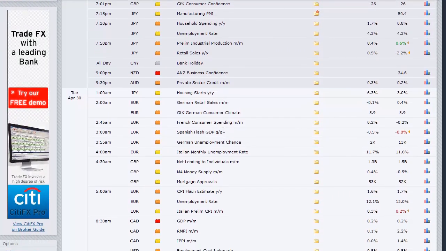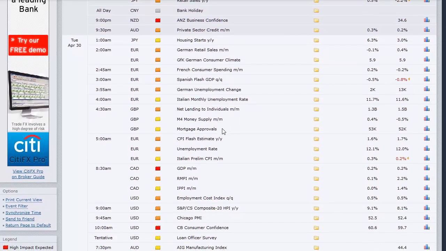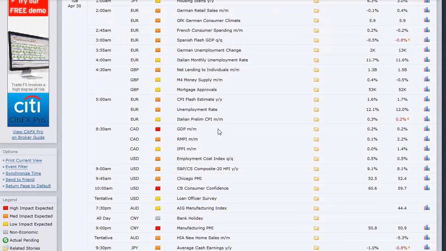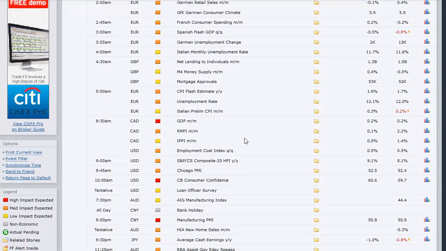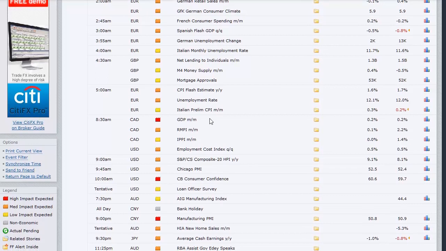Business confidence data out of New Zealand. Housing starts out of Japan going into Tuesday in the wee hours of the morning. German retail sales out of Europe, French consumer spending, Spanish flash GDP number for quarter-over-quarter GDP growth, German unemployment change, Italian monthly unemployment rate. None of these are huge numbers.